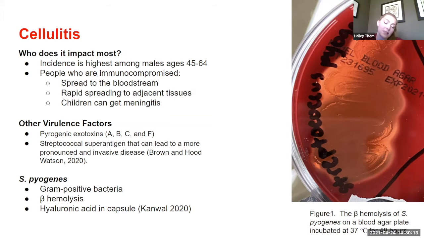So I wanted to lastly just talk a little bit more about Streptococcus pyogenes because we actually use this in lab. We know it's a gram-positive bacteria and it experiences beta hemolysis, which is shown on the blood agar plate that I got to create in lab. And then something super cool that I found out about it is it has hyaluronic acid in its capsule, which allows it to be undetected by our immune system. So yeah, that is the last bit of cellulitis, and I'll pass it out to the next person.